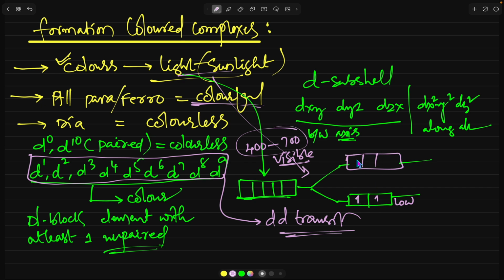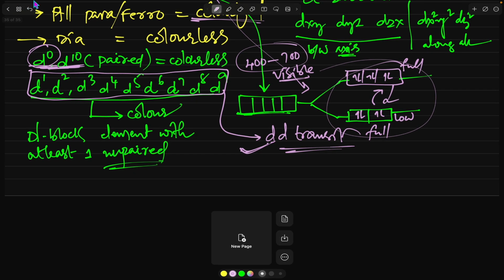Look here, 1 2 3 4 5 6 7 8 9 10, you have full, this is full and this is also full. That's why they can't exchange here. DD transition is not possible in D10 configuration. So that is why there is no possibility of colored complexes by D10 configuration elements. And D0, they don't have any electron and they don't show any colors at all. Right? So these are other two important properties of D block elements.